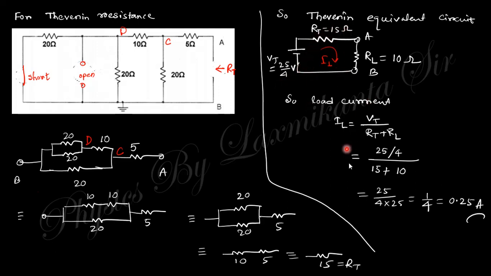So you will get the load current like that. The load current is the voltage divided by the total resistance, VT by total resistance. So you will get the current through this load.